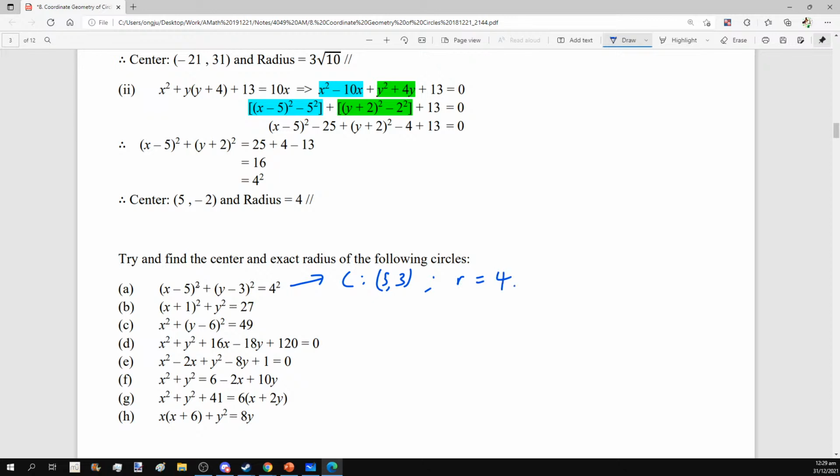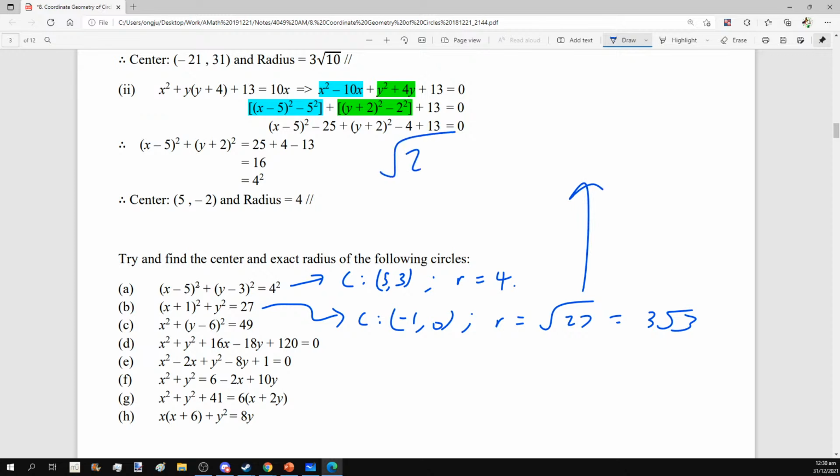Alright, of course, given that you're watching this video as a refresher, I am sure that those of you who are looking at part A with me right now are probably just thinking, wow, this is starting off very easily. So for the second one, similarly, it is quite clear that the center will be -1, 0, and the radius will be the square root of 27, alternatively 3 root 3, right?